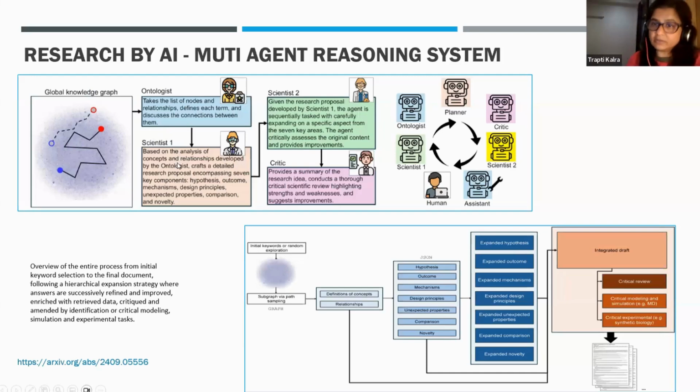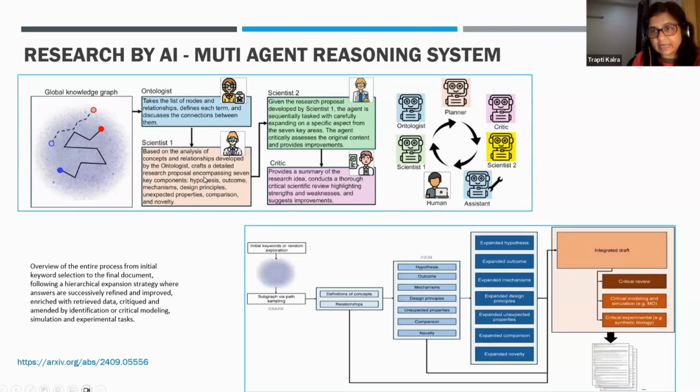And then think of again an agent who's playing the role of a scientist, where based on this finding from the ontologist agent, this agent will actually craft a detailed research proposal, actually write it out based on different key components. In this paper, they have focused on coming up with the hypothesis, the outcome, mechanisms, design principles, what are the unexpected properties, comparison, and novelty. And there's some way of objectively measuring novelty coming out of this research.